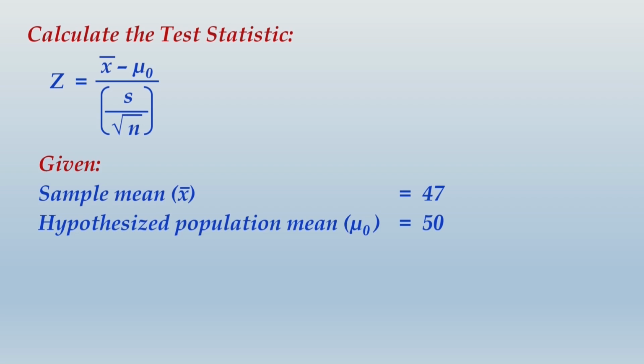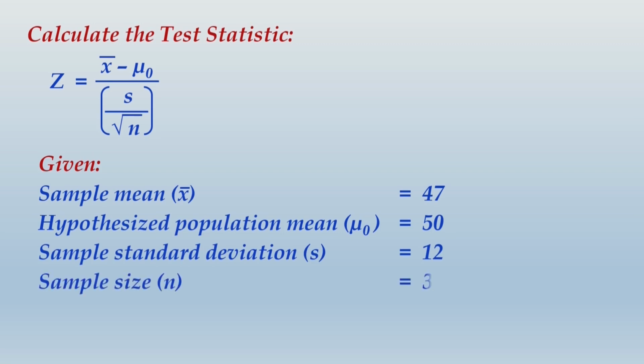Hypothesized population mean mu zero is given as 50. Sample standard deviation S is 12, and sample size is 36. Now just wait and watch one thing over here. Imagine what would have happened if the sample size was not 36 but say 26.